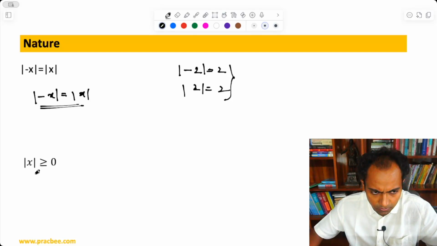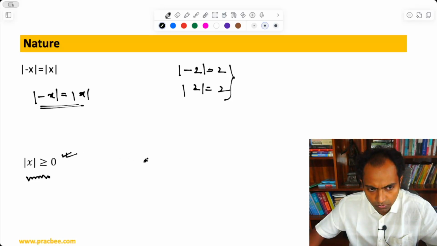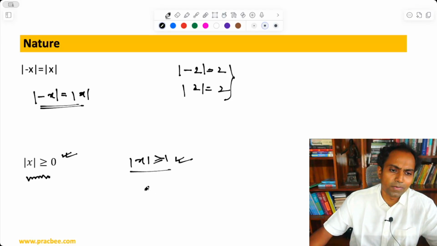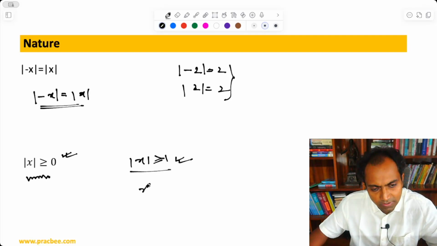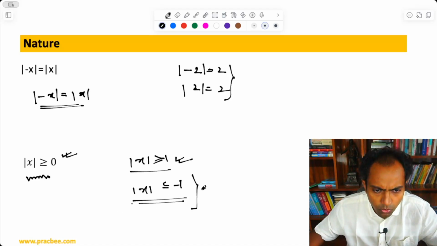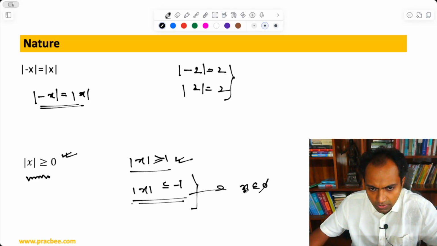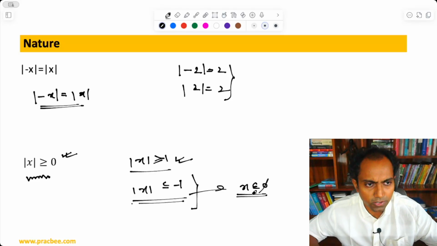Another thing is, when we looked into the modulus, we understood that the value is always greater than or equal to 0. So if somebody is giving you modulus of x is greater than or equal to 1, this is totally possible for some values of x like 2, 3, 4, in fact minus 2 will also satisfy. But if somebody is saying that modulus of x is smaller than or equal to minus 1, this is totally impossible because modulus of x can't be negative. You do not need to solve it, you will directly say that it is impossible or x belongs to null set. Very important thing to understand.